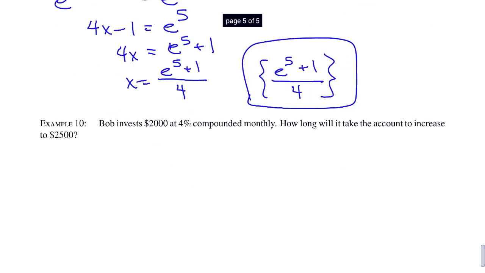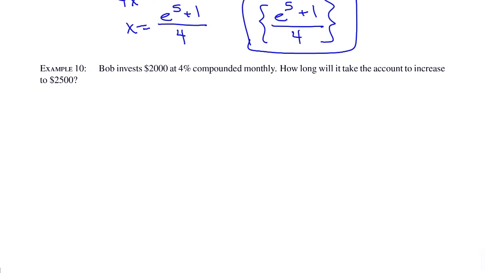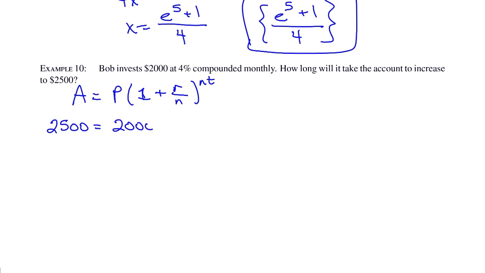Let's look at example 10. Bob invests $2,000 at 4% compounded monthly. How long will it take for the account to increase to $2,500? So first, recall the compound interest formula. A is equal to P times 1 plus r over n raised to the nt power. The future amount is $2,500. The present amount is $2,000. The rate is 0.04, and it's compounded monthly. What we don't know is the time t.